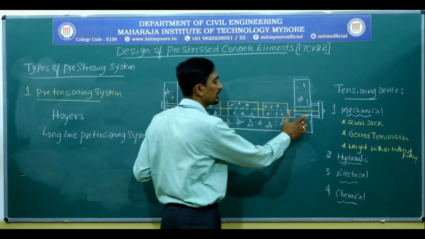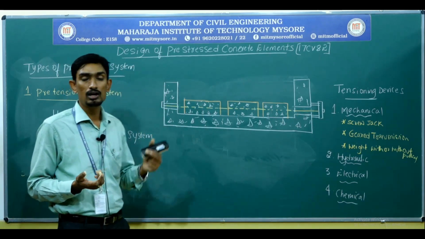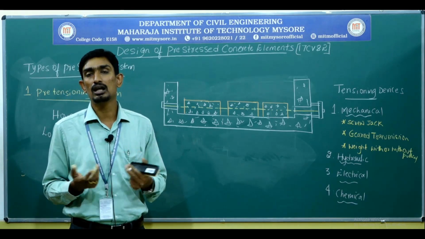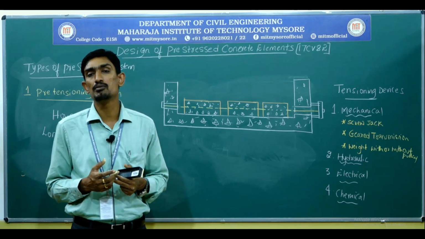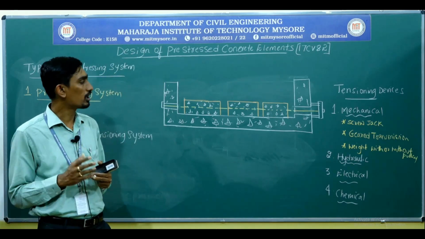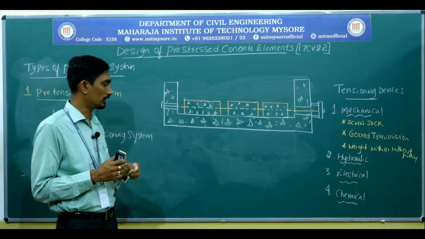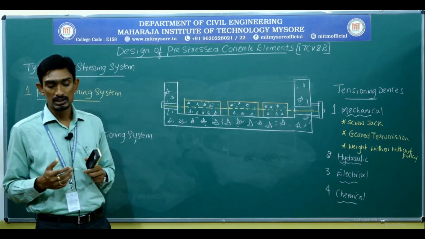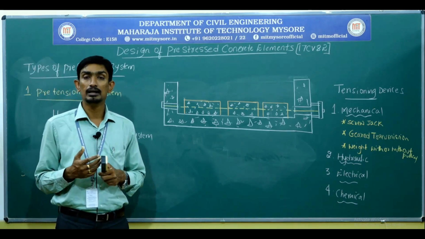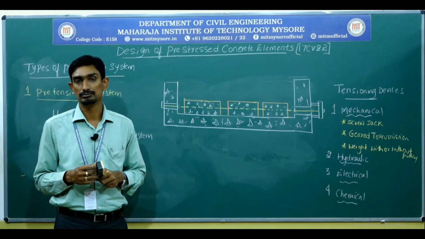What has been drawn here is the screw jack method or mechanical method, and the photo shown here is the hydraulic jack device. So these are all the various tensioning devices I am going to use in order to tension the tendon. Hope the concept is clear. This is the system developed by Hoyer, and it serves the purpose that we can develop a number of pretensioned prestressed beams at a time.